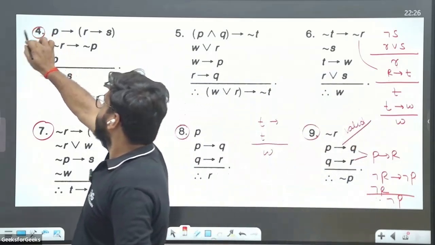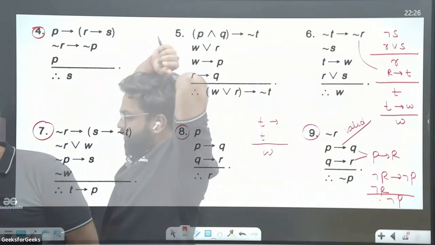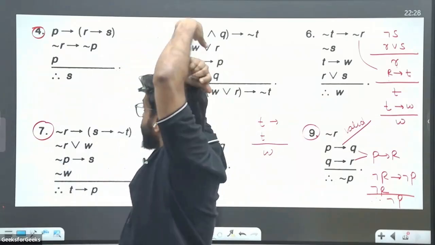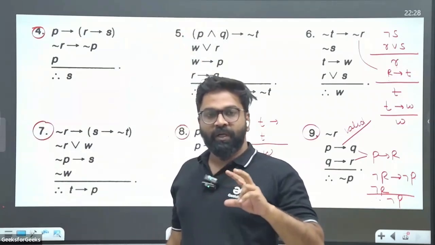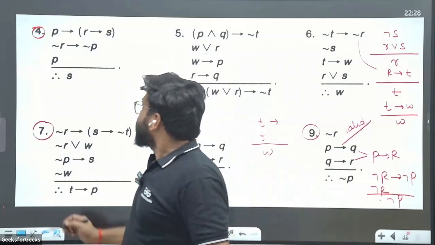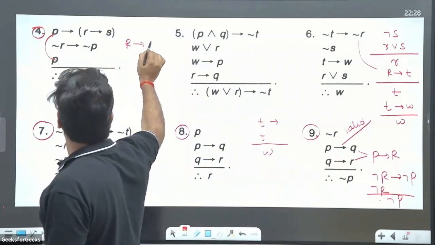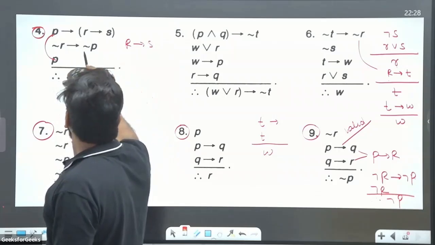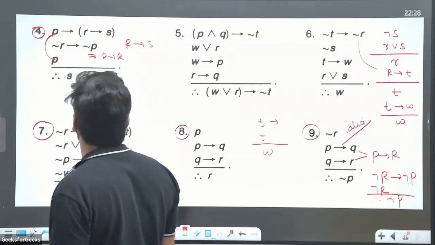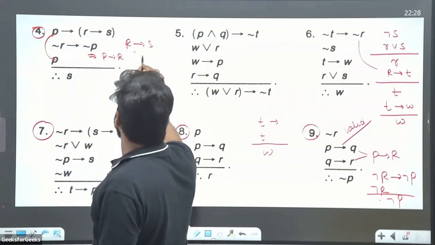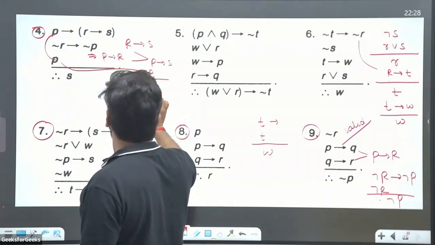Solve question number 4. Okay, I think you need to give more explanation on this. Let me tell you one important point here. You can use P two times. For example, if you use P and P, you will get R implies S. And what is the contrapositive of the first one? You will get P implies R. P implies R, R implies S. These two you can write as P implies S. You can use P one more time, and then therefore you will get S.